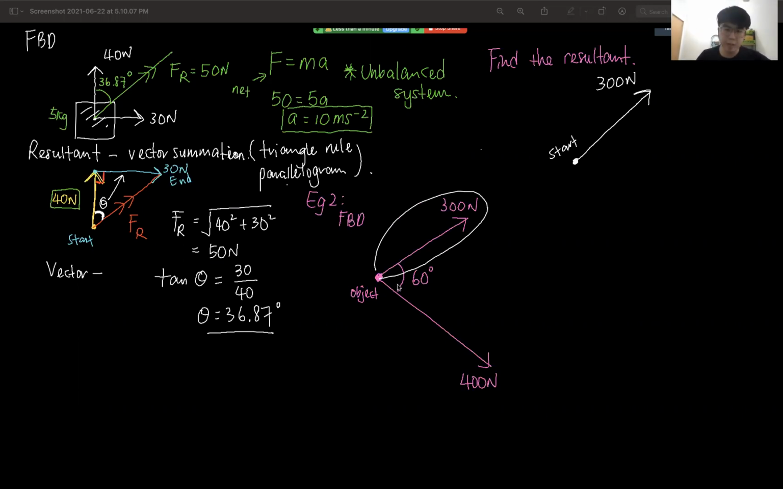Now, there's another vector going in this direction, 400 Newton, right? Now, be careful with the angle. How do we know the angle? If I draw the 400 Newton connected to this vector, it should be like this. This is 400. Okay, what is this angle here?